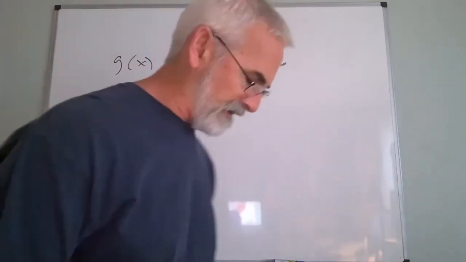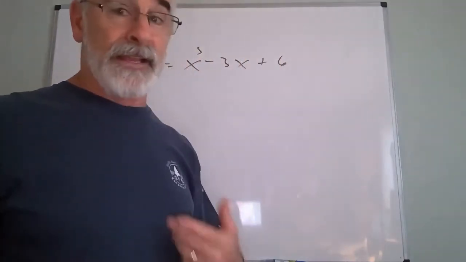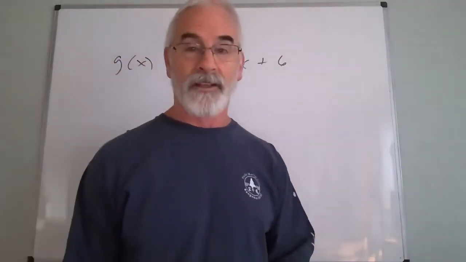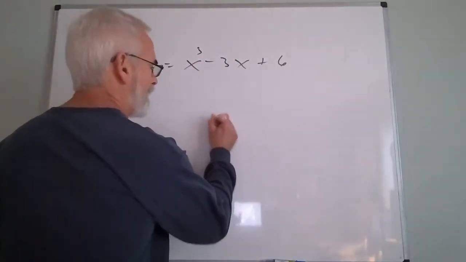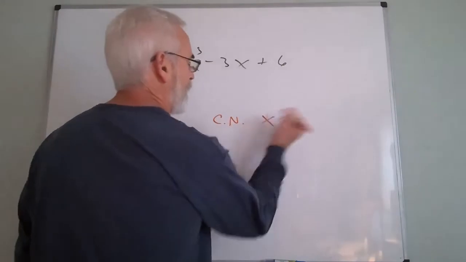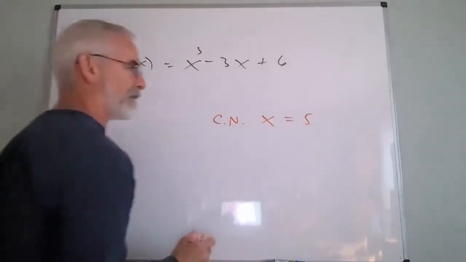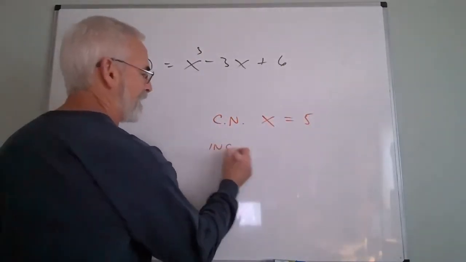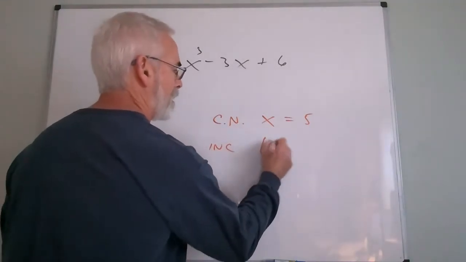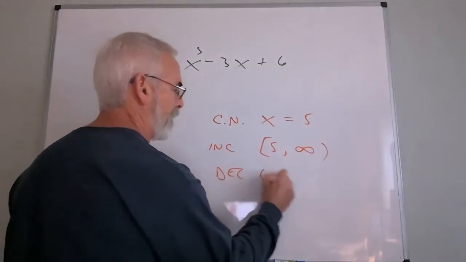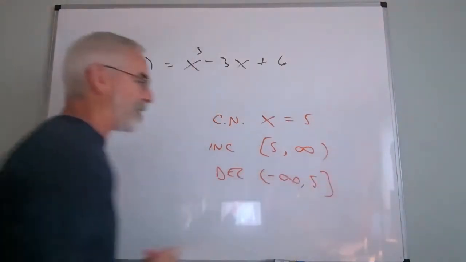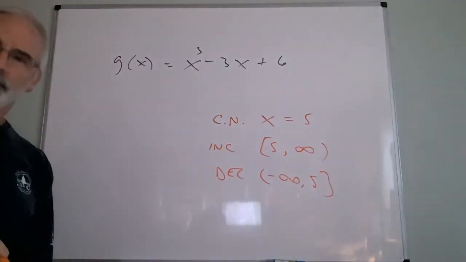And so sometimes I see closed intervals as answers. That's actually 100% incorrect. Okay, and here's what I mean. If we said that we have a critical number, let's just say hypothetically, x equals 5 is a critical number. So you have, it's increasing from 5 to infinity, and you have it's decreasing from negative infinity to 5. We have some contradictions here.